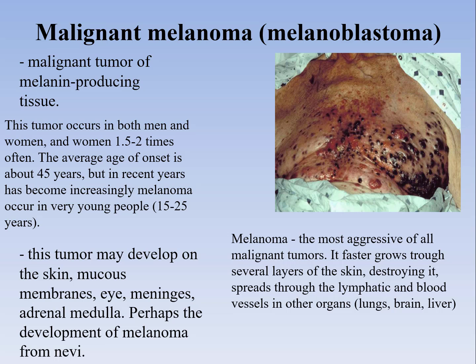15-25 years old. This tumor may develop on the skin, mucous membrane, eyes, meninges, adrenal medulla, perhaps the development of the melanoma from the nevi. Melanoma is the most aggressive of all malignant tumors. It grows faster through the several layers of the skin, destroying it, and spreads through the lymphatic and blood vessels to other organs.